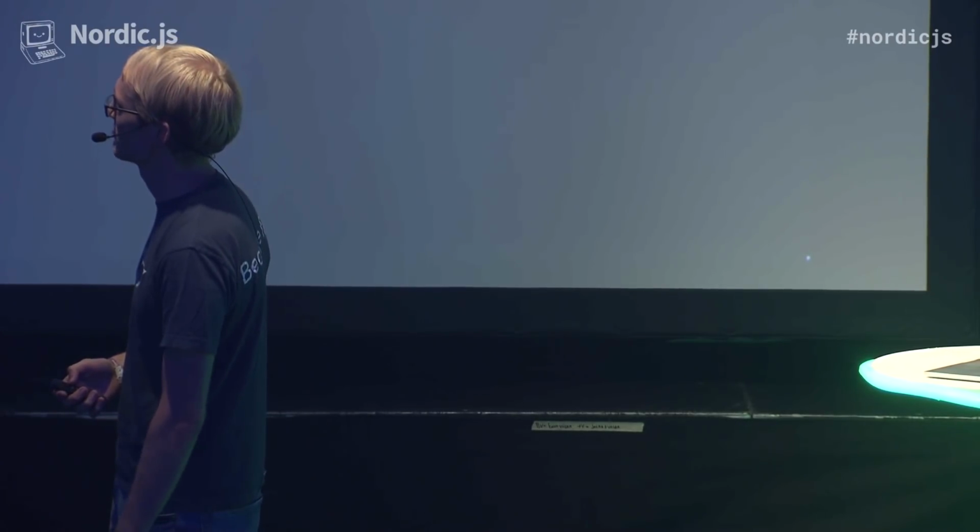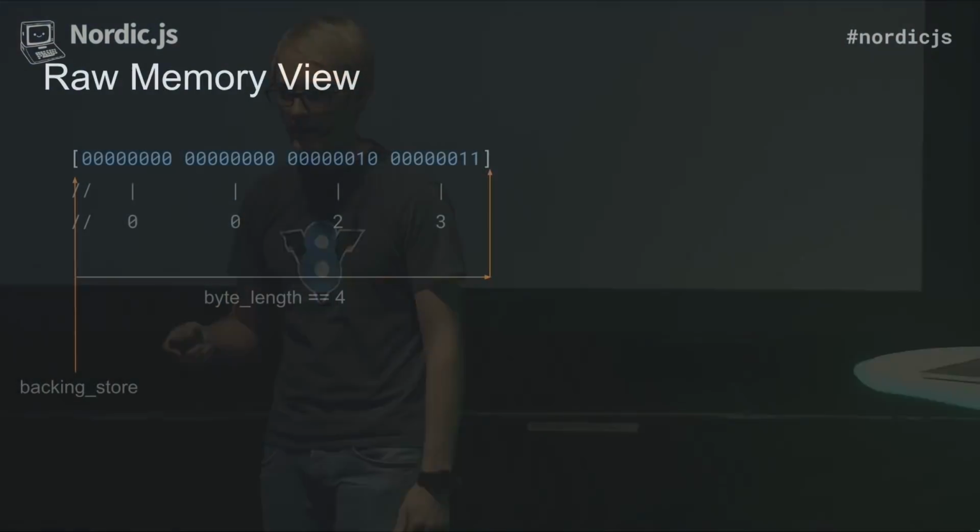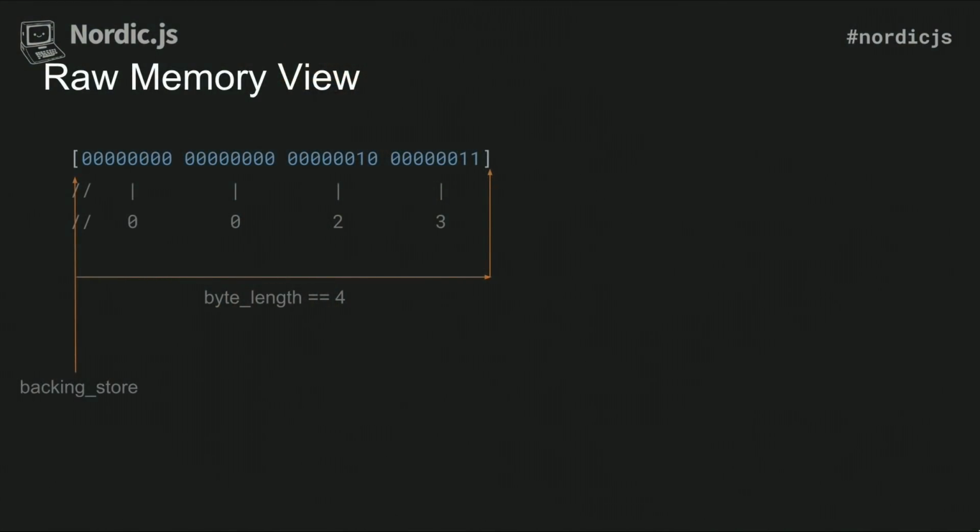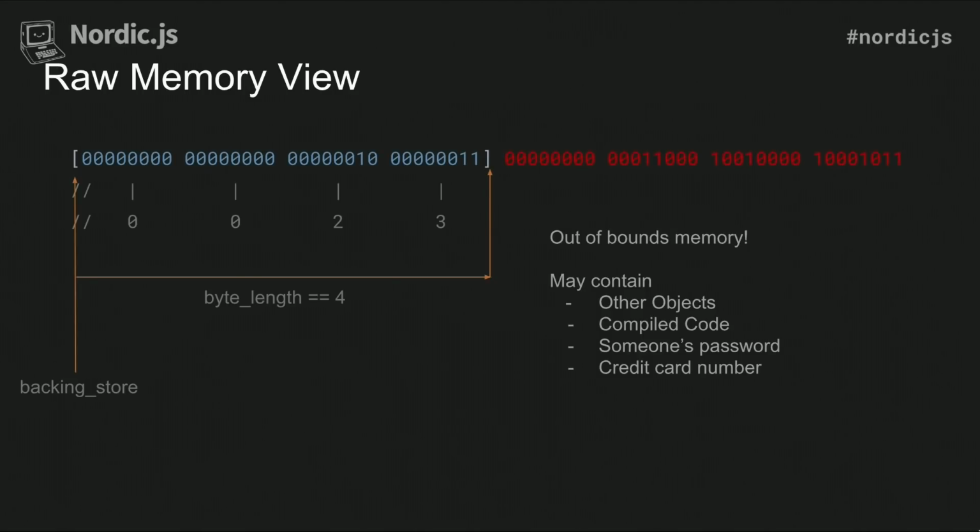It turns out, historically, typed arrays are a really nice attack vector in V8. We got hacked a lot of times just from typed arrays, which is why we're moving away from this JavaScript implementation. Again, we have this raw memory view, and we have these bytes just in memory, right? We have this backing store, and we have the byte length. If we mess up this calculation somehow, then we're going to end up not in our typed array, but in the memory next to the typed array. That's out of bounds memory, so that could contain other objects. In the best case, maybe it's just the next typed array. But maybe it's some compiled code. Maybe it's your password, your credit card number. This would be really bad.